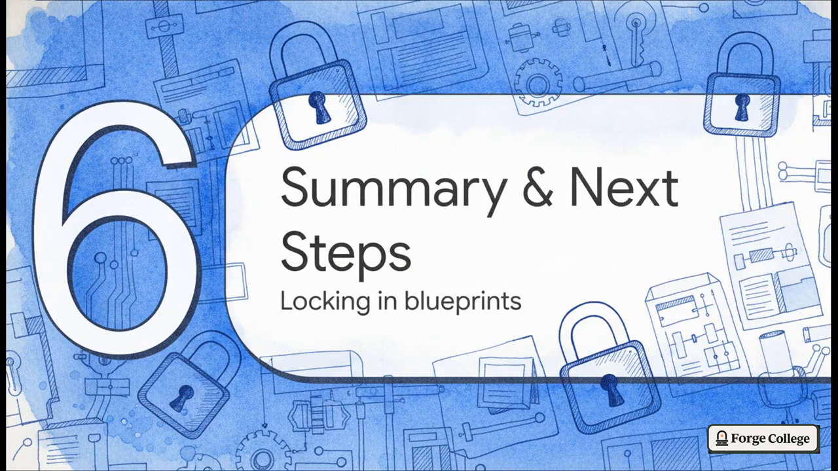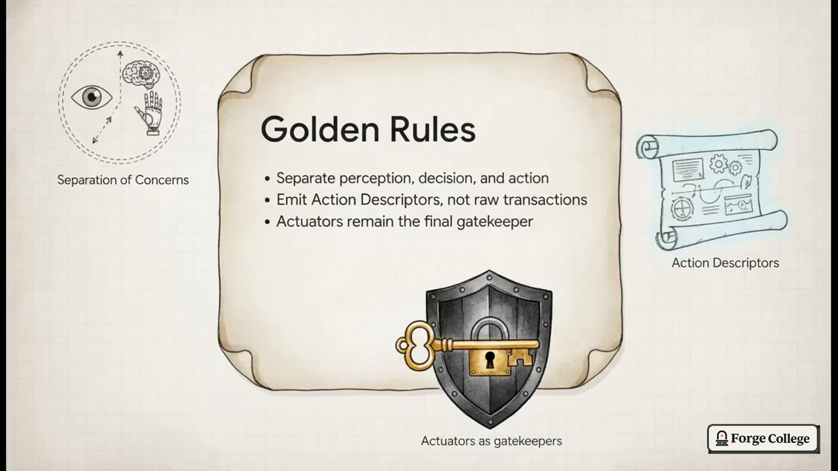Let's wrap things up with Section 6, Summary and Next Steps. Let's lock in the critical blueprints we've drafted today. Basically, keep these three golden rules front and center. Number one, always separate perception, decision, and action. Modular design is safe design. Number two, ensure your controllers emit action descriptors, never raw transactions, so you can actually test them safely. And number three, actuators must always remain the final gatekeeper for signing. Isolate your private keys safely within that actuator boundary.